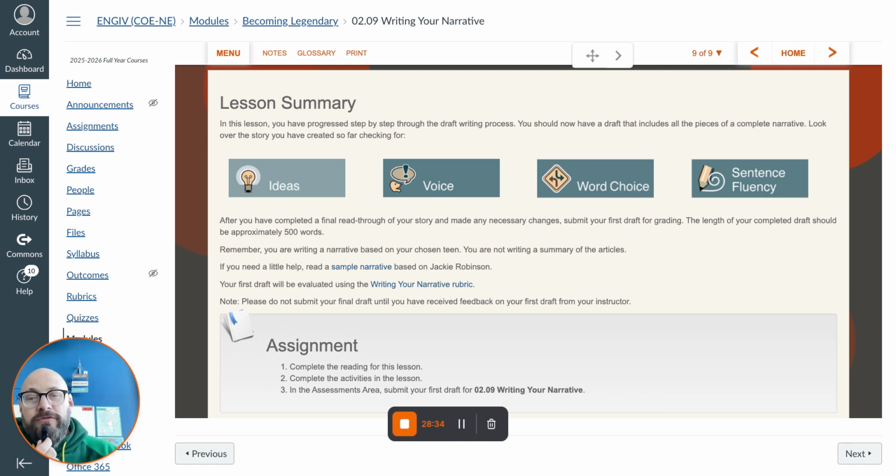After you've completed a final read through of your story and made any necessary changes, submit your first draft for grading. The length of your completed draft should be approximately 500 words.